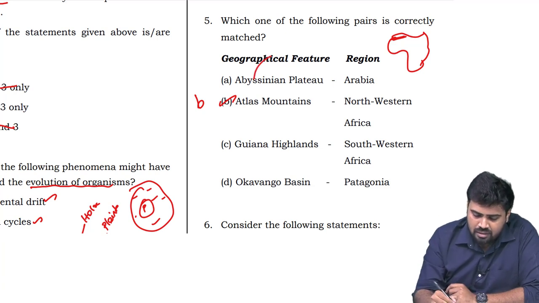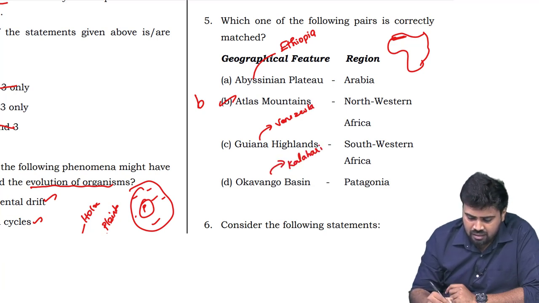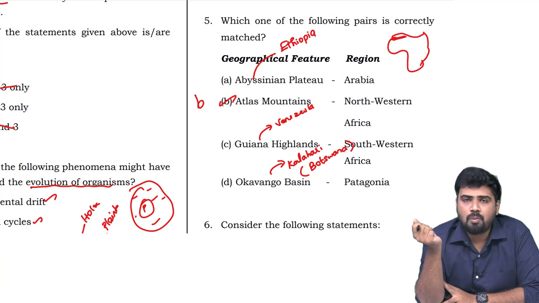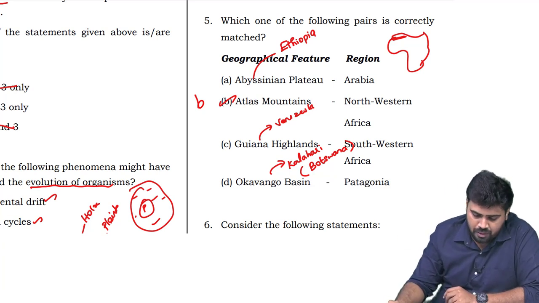Then what about Abyssinian Plateau? It is in Ethiopia. Guyana Highlands, it is in Venezuela, South America. Okavango Basin, also called Kalahari Basin, it is in Botswana and parts of Namibia. So 5, option B, basic world map reading. Okay, so 5, option B, B for Bombay. 6.